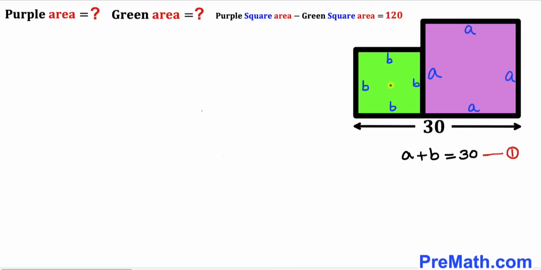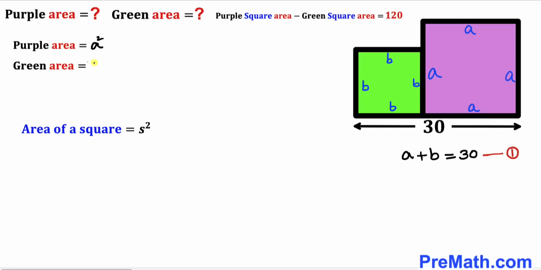Since we are dealing with the area of both of these squares, let's recall the area of a square formula. Area is always equal to s squared, where s represents the side length of the square. So our purple square area is simply a squared, since a is the side length of this purple square. Likewise, the area of this green square is b squared, since the side length of this green square is lowercase b.